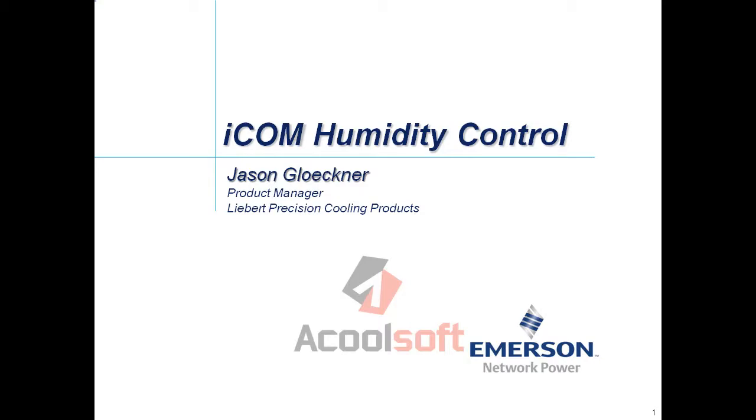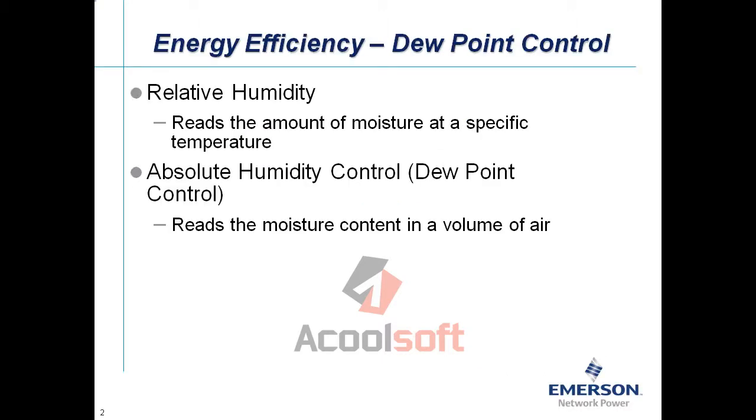I just want to take a minute to explain the differences between a relative humidity control and a dew point humidity control. Relative humidity basically reads the amount of moisture at a specific temperature. So as temperature changes, the relative humidity also changes. Absolute humidity control actually reads the moisture content in a specific volume of air. And here's a couple graphs to show you what I'm talking about.